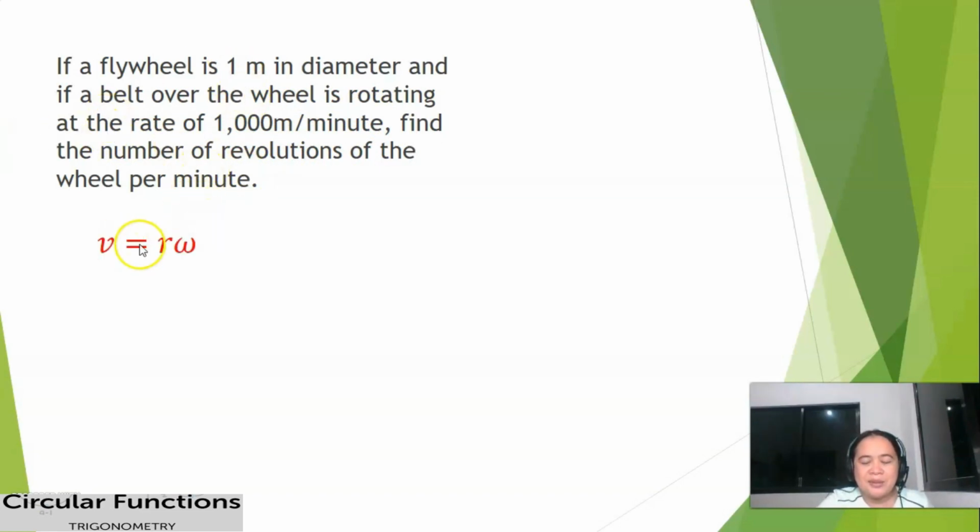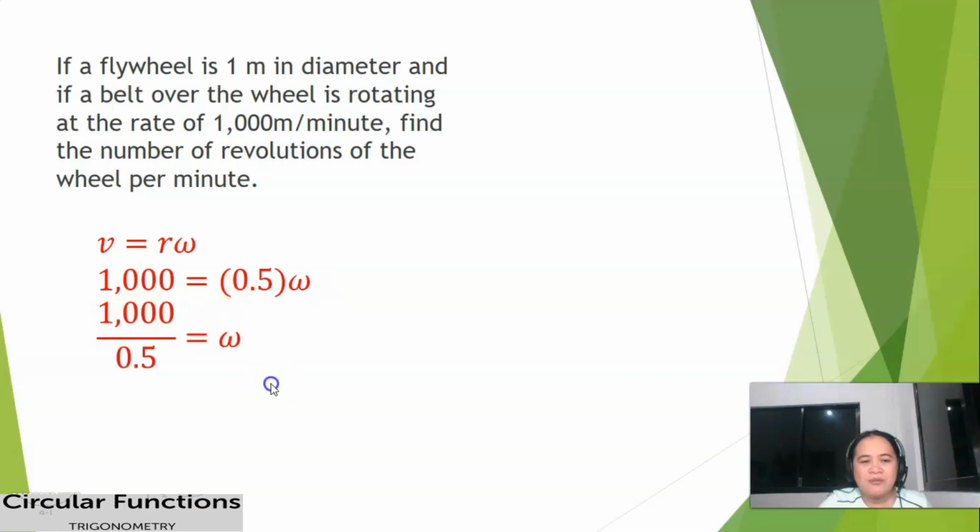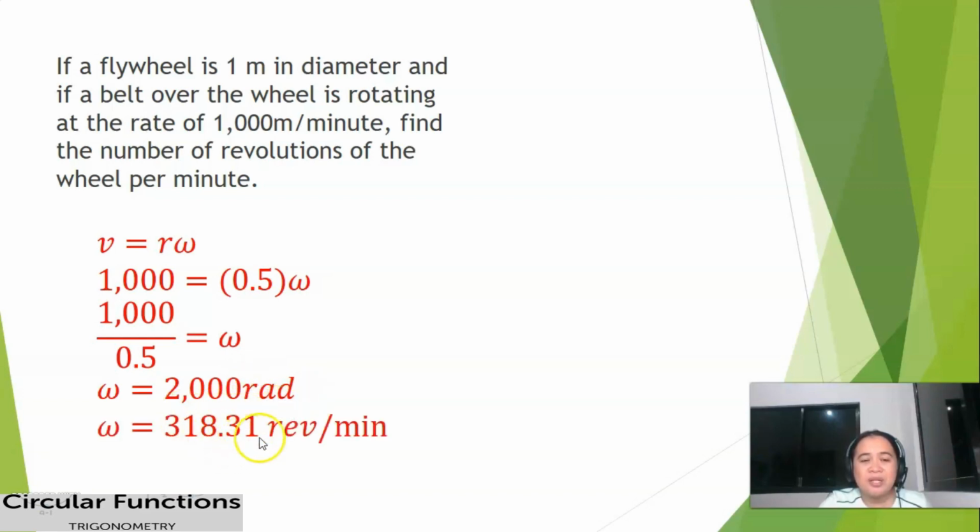So take note, linear velocity is r times w. So let's substitute. Our linear velocity here is 1000. Our radius here, since its diameter is 1, would be 0.5. Then we're asked to find the angular velocity. Divide by 0.5, so therefore, that would be 2000 radians per minute, or 318.31 rotations or revolutions per minute.